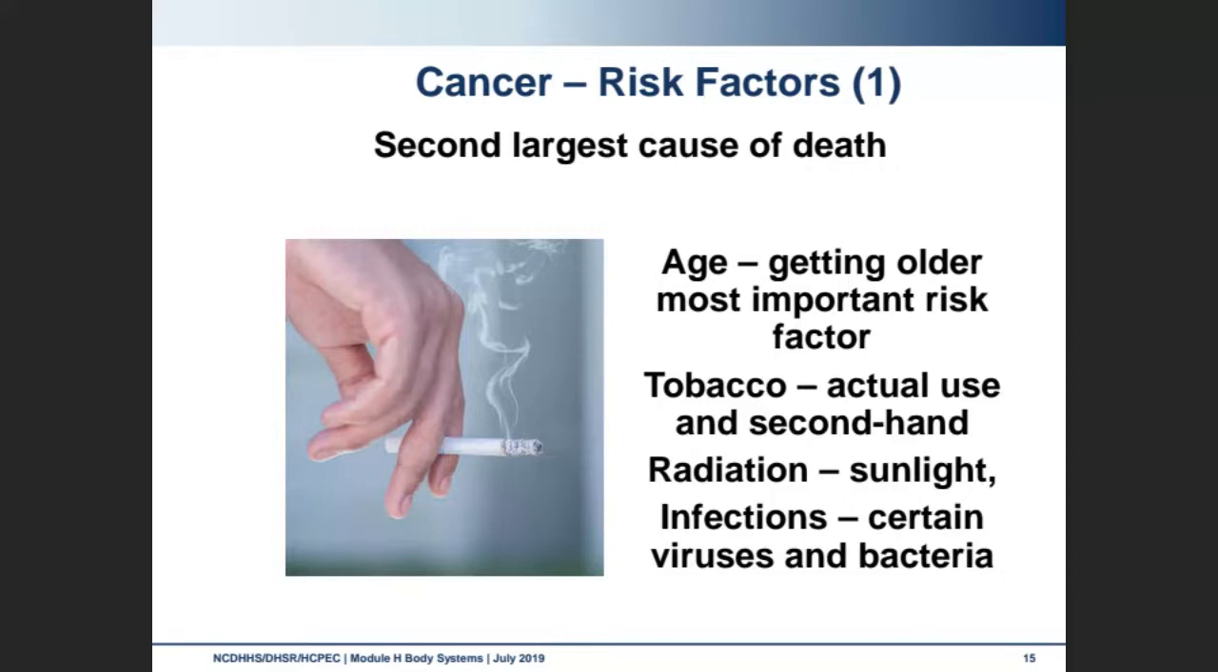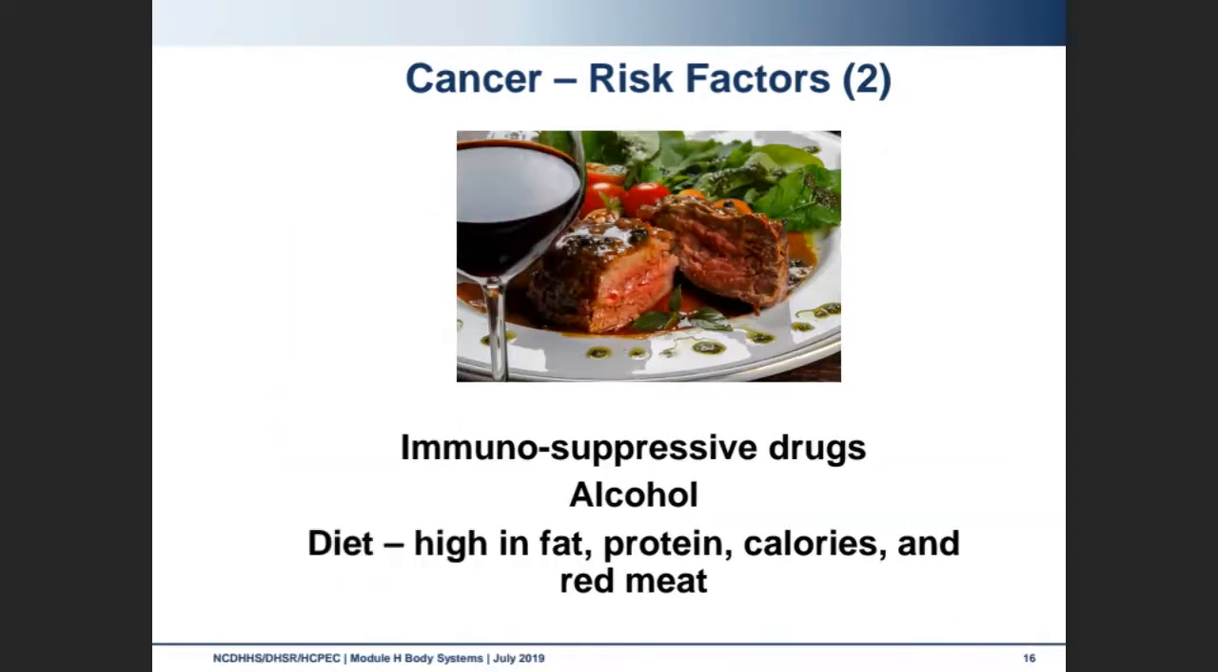Tobacco. So whether you're actually using tobacco, smoking, chewing, dipping, or if we're around secondhand smoke. Radiation, and this can be sunlight, x-rays, or radon gas. Infections like certain viruses and bacteria. Examples of that may be HPV, hepatitis B and C. Those types of infections can be a risk factor for cancer. In addition, certain immunosuppressive drugs, because they lower the body's natural defense for stopping cancer from forming.